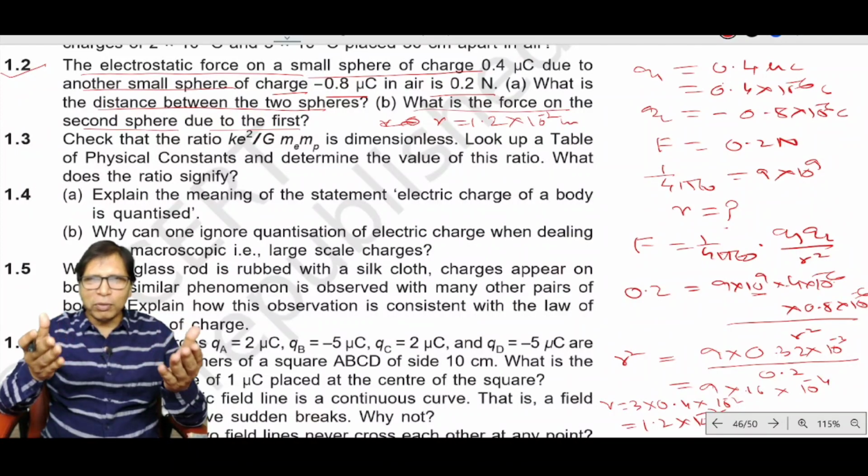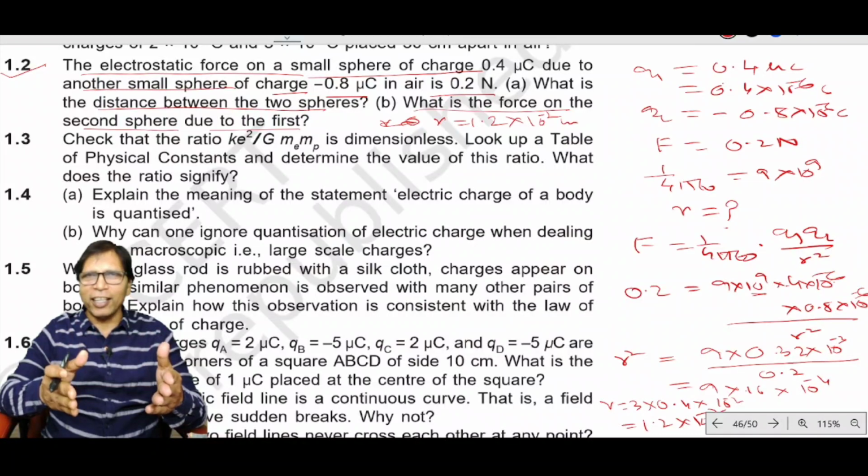You know the Coulomb's force of interaction is the mutual force of interaction. So force on first by second is equal to force on second by first, but in opposite direction.